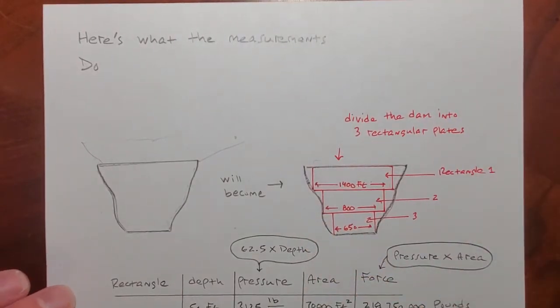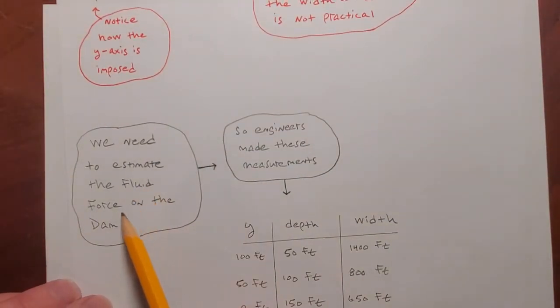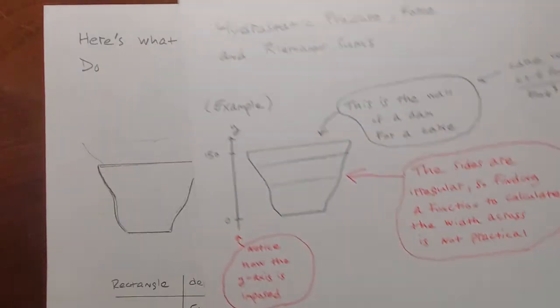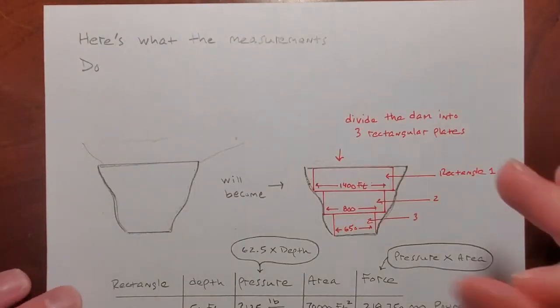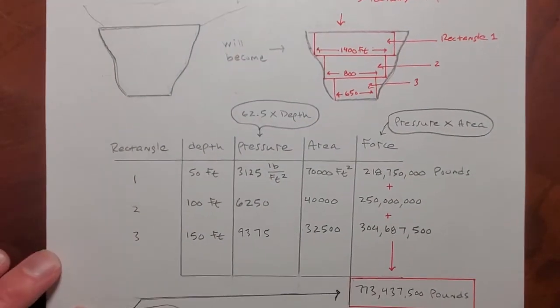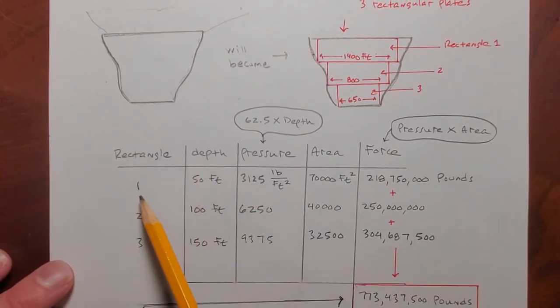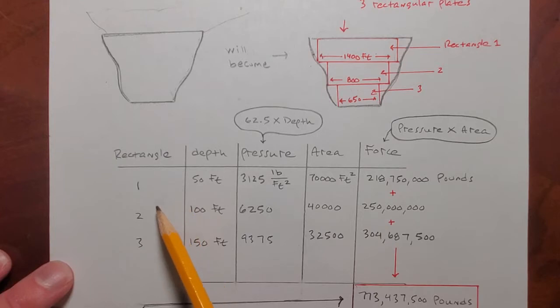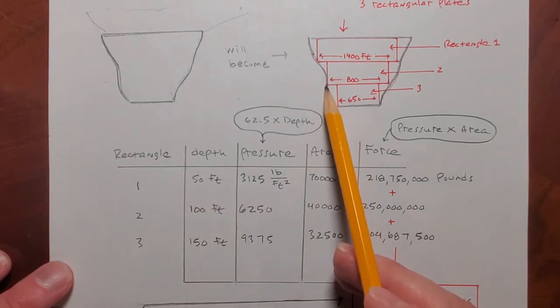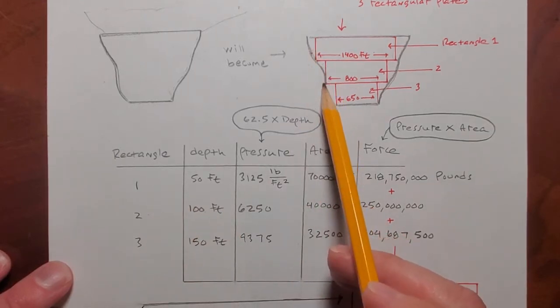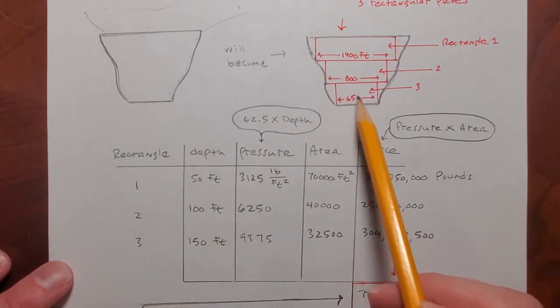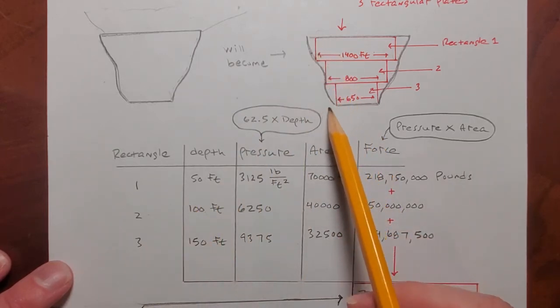But again, if it's my goal to estimate the fluid force on the dam, then here's what I can do with that. Notice, rectangle 1 is at a depth of 50 feet. Rectangle 2 is at a depth of 100 feet, which is 50 and another 50. And rectangle 3 is at a depth of 150 feet, which is 50 and 50 and 50.